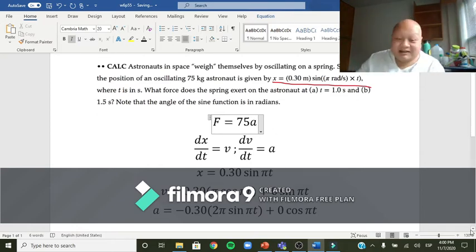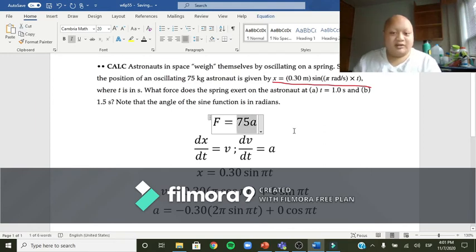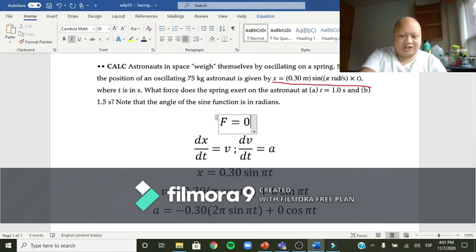Okay? So now that I have that out of the way, if you plug in 1 for t, since we're given 1 second for part A, and your calculator is in radians instead of degrees, you would actually get zero. The sine of pi radians is zero, so that would make the whole thing zero. So now you have acceleration at t equals 1 second, which is zero, and multiply that by the 75 kilograms aforementioned, and you get 0 newtons.